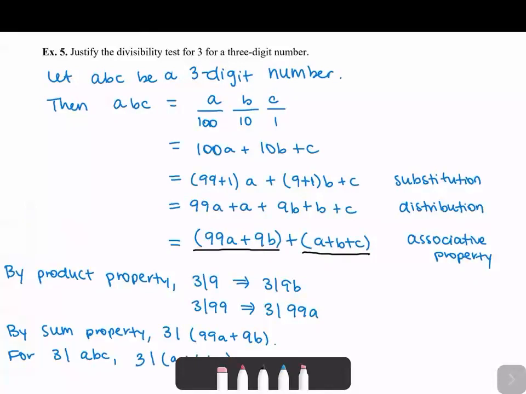Okay, so these were just some examples of justifying these divisibility tests. So that's all for this video.